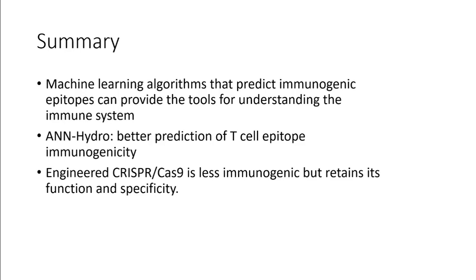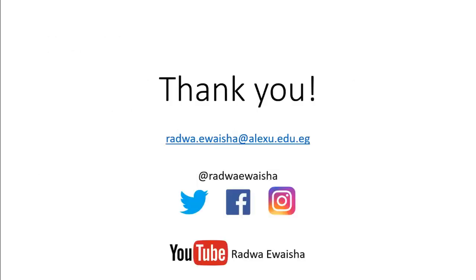Thank you. Machine learning algorithms that predict immunogenic epitopes can provide the tools for understanding the immune system. Our model ANN Hydro does a better job at predicting T-cell epitope immunogenicity, and we use it to engineer CRISPR-Cas9 that is less immunogenic but is able to retain its function and specificity. Thank you for your attention.